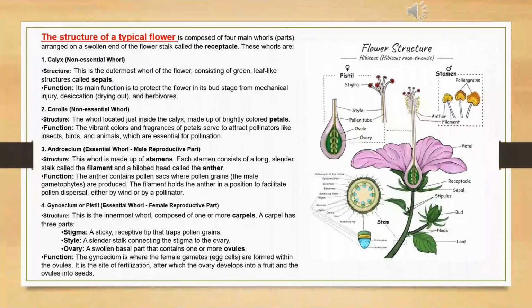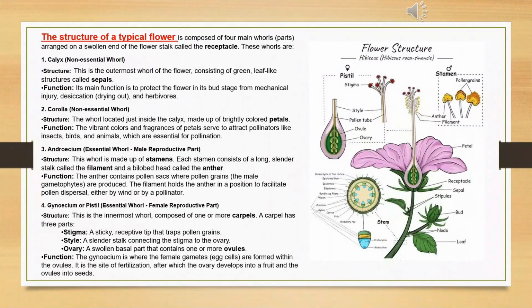The structure of a typical flower. Here we'll see a flower is composed of four main whorls. Whorl means parts arranged on a swollen end of a flower stalk called the receptacle. These whorls are: the first one is calyx, which is a non-essential whorl.